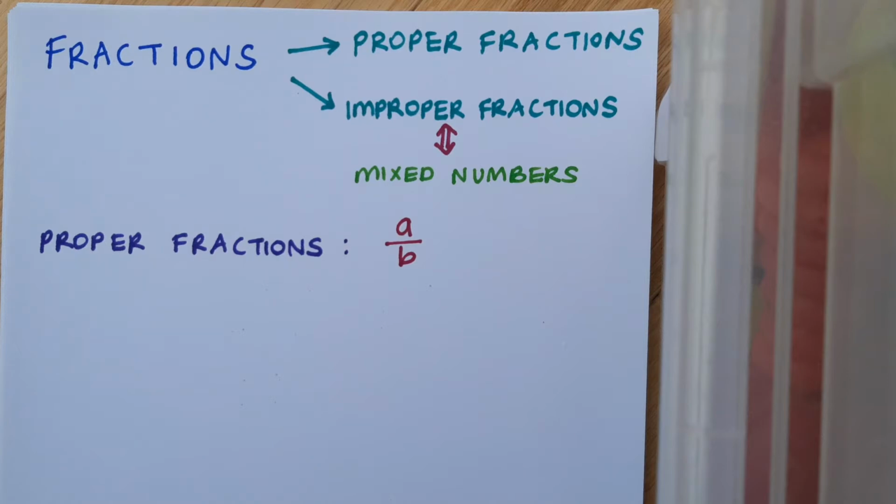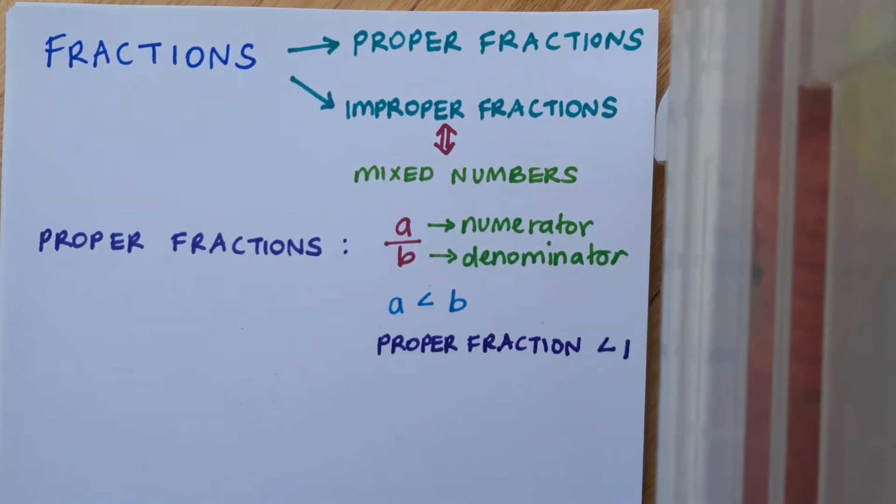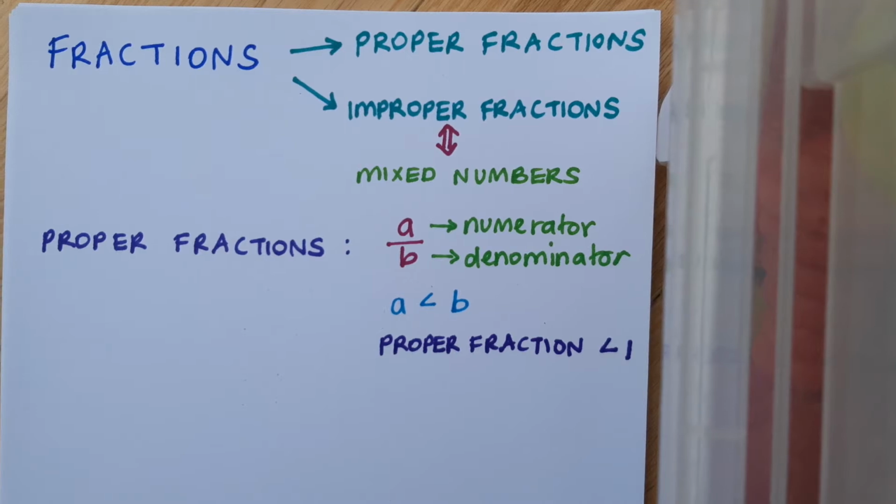So we know that fractions are written as a number over another number. I'm going to call the top number A and the bottom number B. A is the numerator and B is the denominator. And a proper fraction is any fraction where A is smaller than B, where the numerator is smaller than the denominator. And because the numerator, A, is always smaller than the denominator in a proper fraction, it always has a value of less than 1. It's always less than 1 unit.